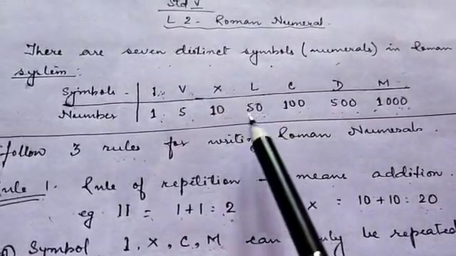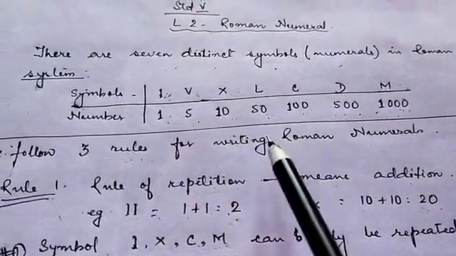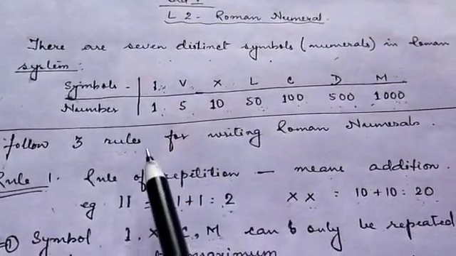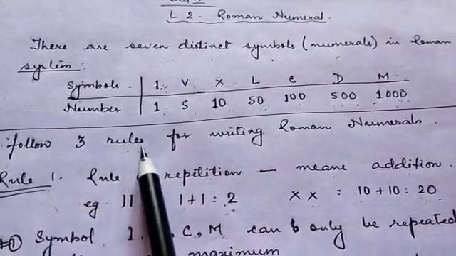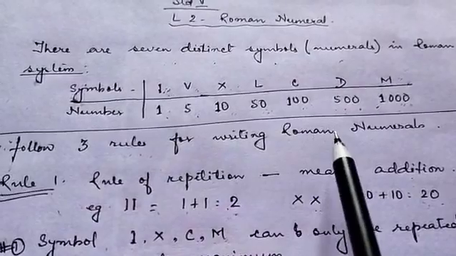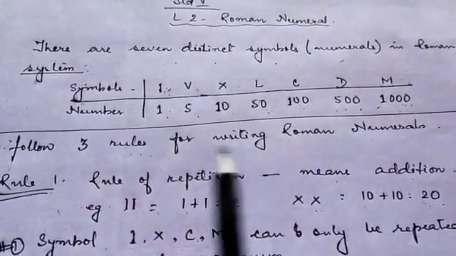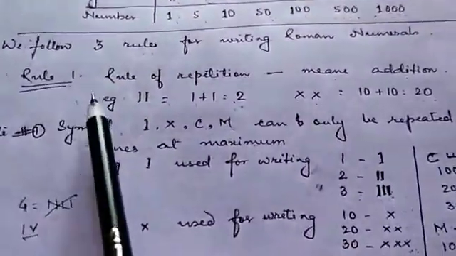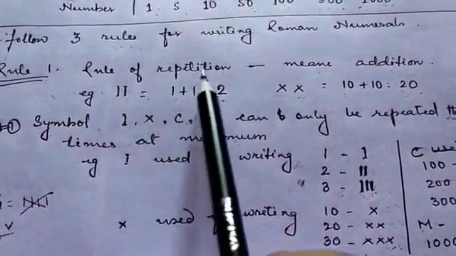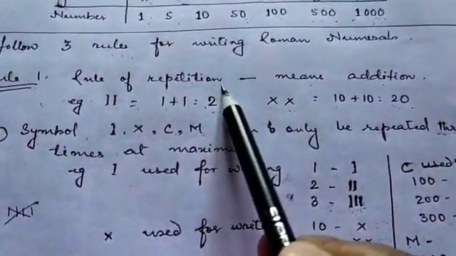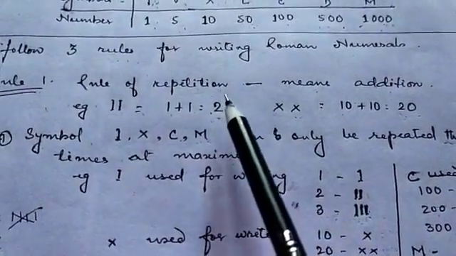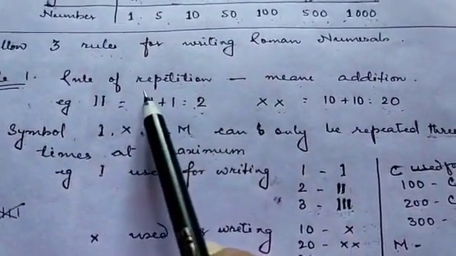Before we start writing Roman numerals, we need to learn few rules. There are only 3 rules that we should know before writing the Roman numerals. Now what are the 3 rules? The first rule is the rule of repetition. Now what does repetition mean? Repetition means repeating a symbol again and again.